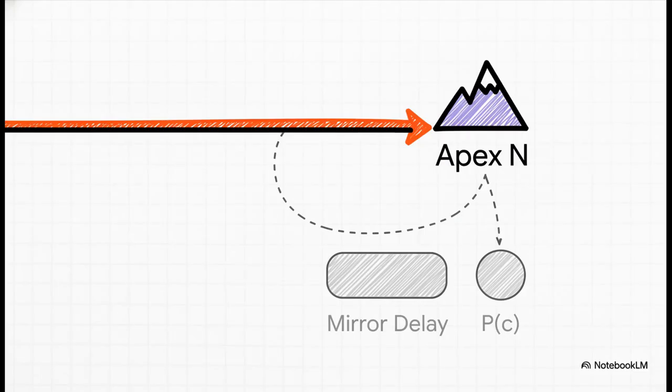So what actually happened here? Well, the price reached a point called Apex N at 24,901. But here's the crucial part. It did that before it ever touched the mirror delay or that secondary entry level P of C. This means the cycle followed an alternative path, one that didn't align with scenario 2 from our plan.